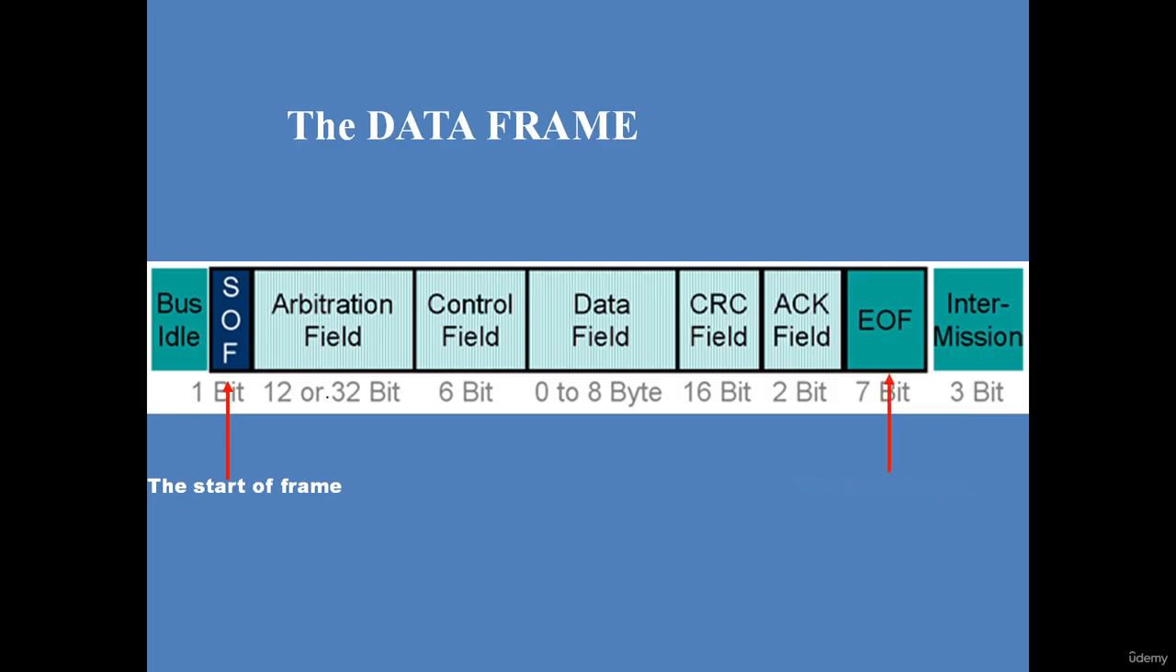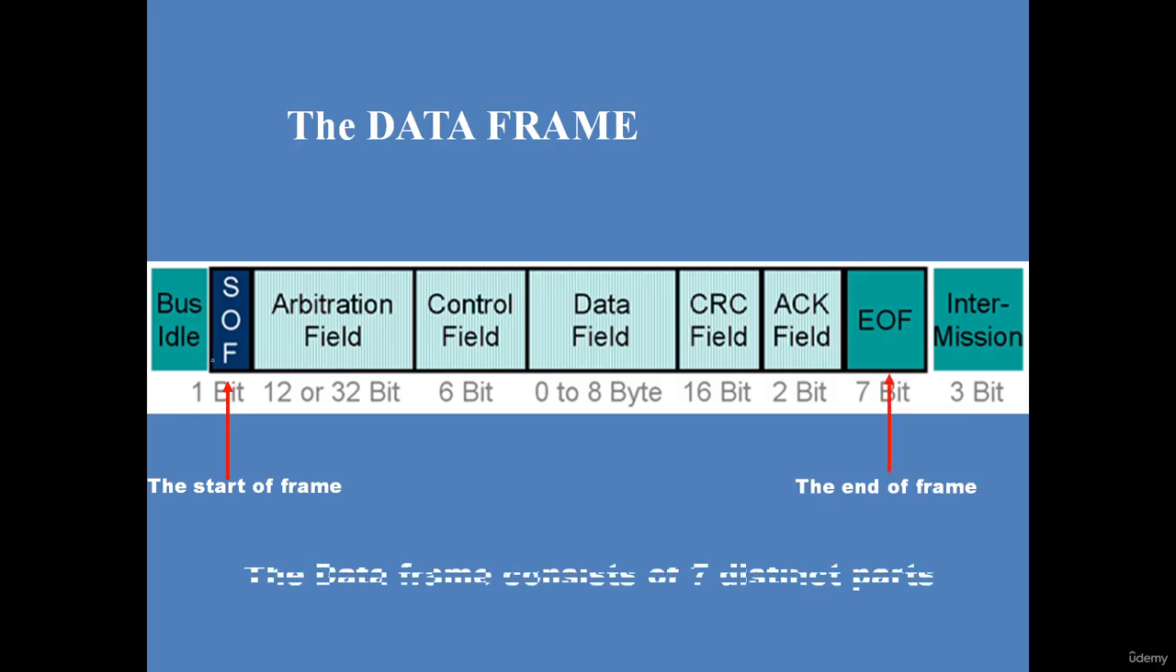It consists of so many bits. This is SOF, start of frame. This is EOF, end of frame. And it consists of 7 distinct parts, starting from SOF, arbitration field, control field, data field, CRC field, ACK field, EOF, and lastly intermission.